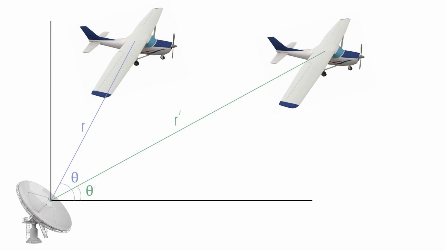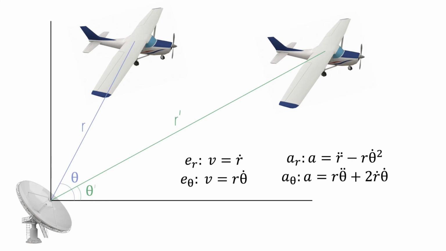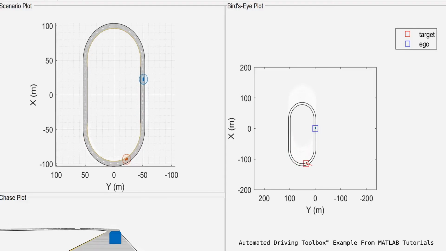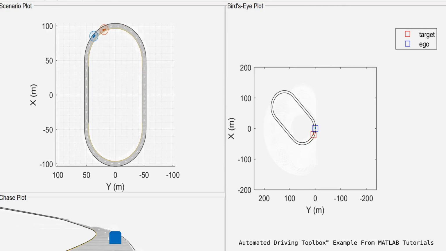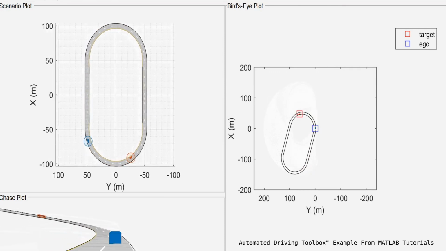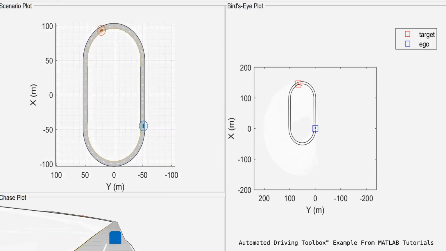With these equations for velocity, you can find the velocity in the ER direction or the velocity in the E theta direction. And with these equations for the acceleration, you can find the acceleration in the ER direction as well as the acceleration in the E theta direction. The last thing I'll present in this video is a simulation of two moving objects. This will hopefully make the difference between the coordinate systems clearer.